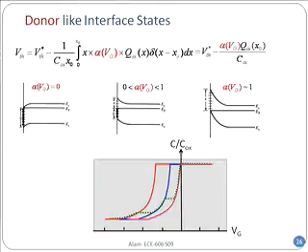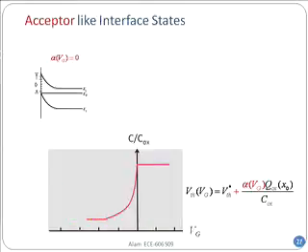Okay. So that is for the donor states, on the depletion and the inversion side. But if you have acceptor states, that will give you stretch out on the accumulation side. This is how.